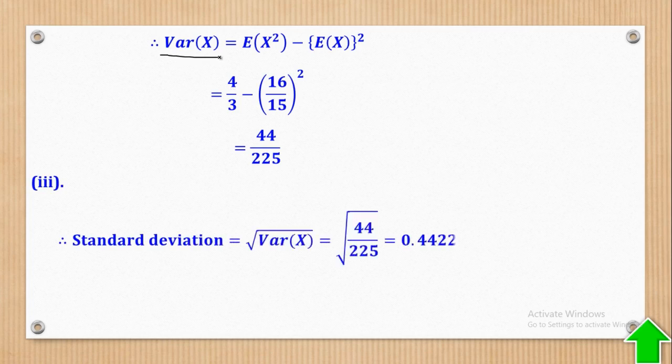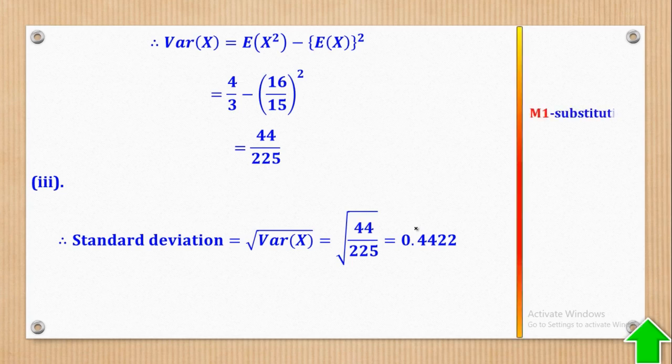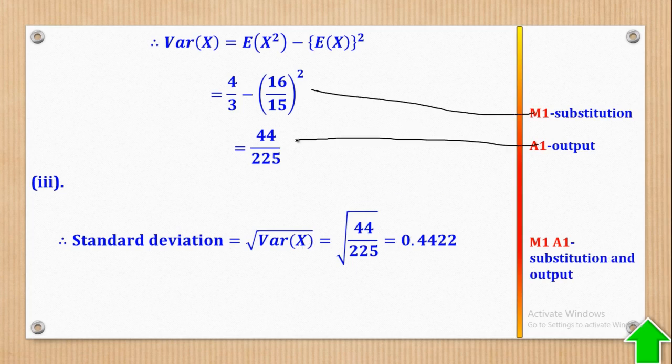Lastly, we shall go to standard deviation. Standard deviation, remember, is the square root of variance. So this is the variance, get the square root, and that will be the standard deviation. So basically that's what they wanted. Now let's see how marks can be awarded. M1 for substitution, A1 for the output, M1 for putting the variance under square root, and A1 for the output.